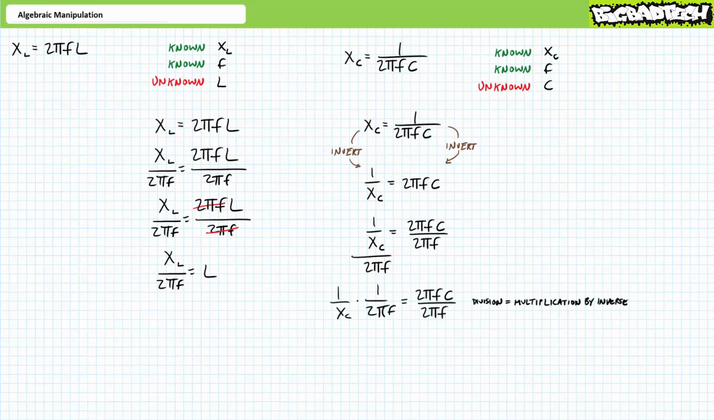It's important to remember division is equal to multiplication times the inverse. What's the inverse of 2 pi F? The inverse is 1 over 2 pi F. So 1 over x sub C divided by 2 pi F is equivalent to 1 over x sub C times 1 divided by 2 pi F. 2 pi F cancels out on the far right-hand side, such that unknown property C is equal to 1 over 2 pi F times x sub C.